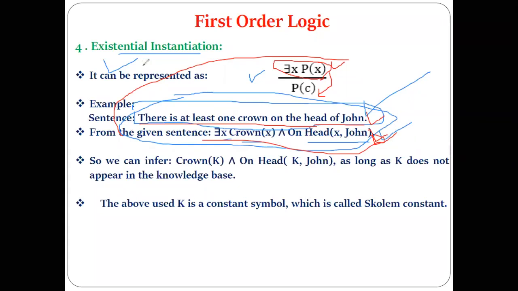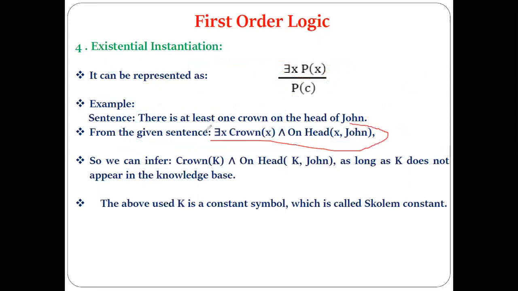It is the same as what we saw in universal elimination or universal instantiation. Here only the symbol is different, correct or not? So from this, for this particular given logic, we can infer the logic according to the rule of existential instantiation like this. Yes or no? What changes are you observing there? You have removed the existential quantifier. That is the first. Then, x is replaced. We replace the x with k. Here you can see, in the place of x, we have written k. Here also k.